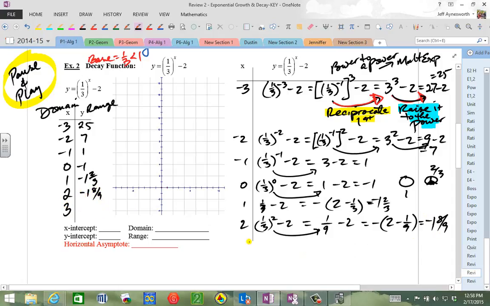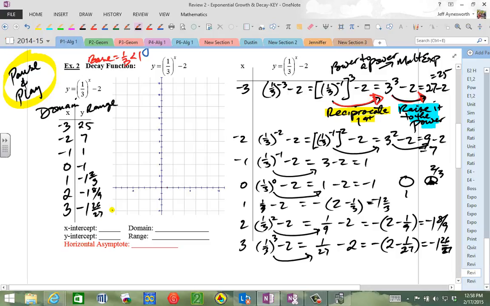And then last one, 3. 1/3 to the third power minus 2. What do you get? You get 1/27th. You cube the 1 to get 1, cube the 3 to get 27, so 1/27th minus 2 is a negative number, but you got to be thinking 2 minus 1/27th. All right, which is negative 1 and 26 out of 27, because if you take out 1 out of 27, then 26 out of 27 remain. So 3 comma negative 1 and 26/27 is a point on the graph.